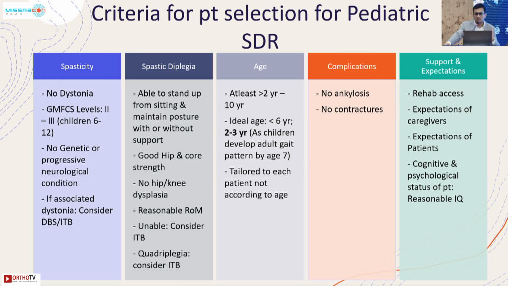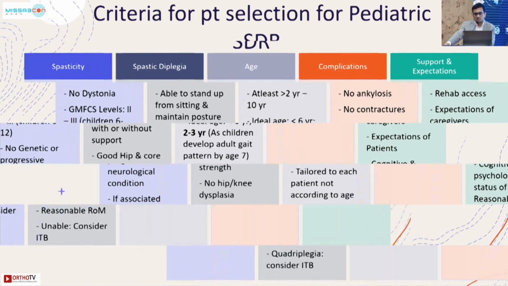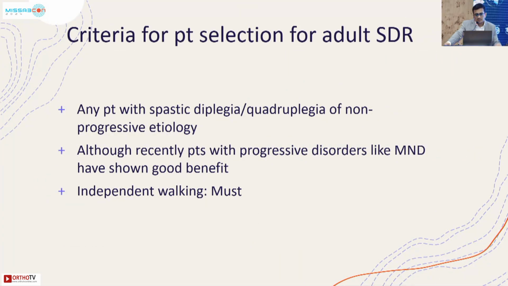A very important thing is that the patient should have very good social as well as rehabilitation support, because that is equally important after surgery. In adult patients, it's not that complicated: any patient with spastic diplegia or quadriplegia of non-progressive etiology can be considered, particularly patients with diplegia. Although recently there have been reports that patients with motor neuron diseases and other progressive disorders, who are already significantly disabled, get benefited by these procedures.